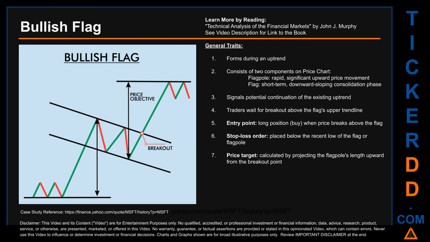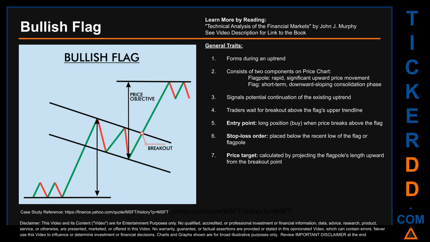Flagpole. The flagpole represents a rapid and significant increase in price, indicating strong buying pressure. It is the initial steep upward movement that precedes the formation of the flag. Flag. The flag is a small, downward-sloping price consolidation that follows the flagpole. It is formed by parallel trend lines connecting the highs and lows of the consolidation period. This consolidation represents a pause or a period of profit-taking after the strong upward movement.